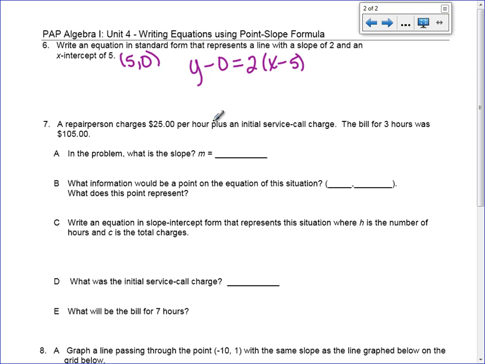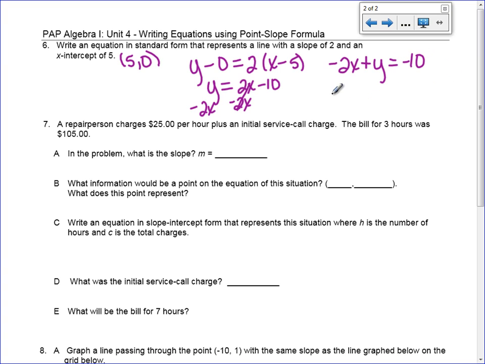It says standard form, so we want the x and y together. So y minus 0 just becomes y equals 2x minus 10. And so in standard form, all the x and y have to be on the same side. So I'm going to subtract 2x, which gives me negative 2x plus y equals negative 10.